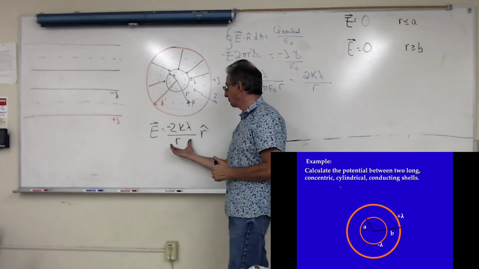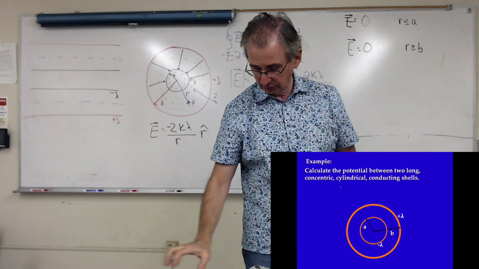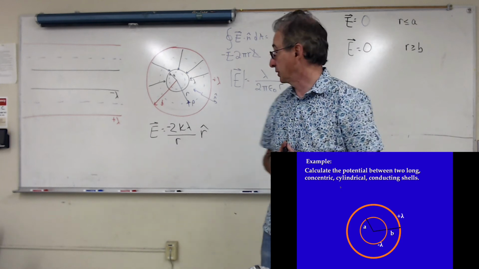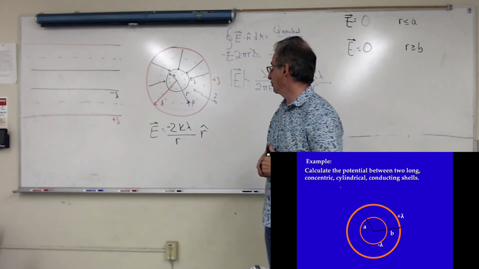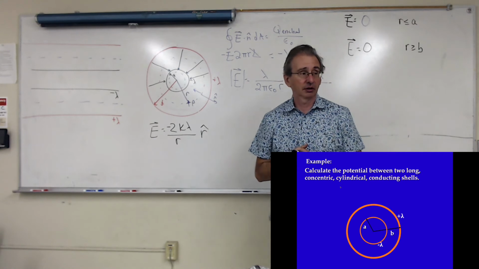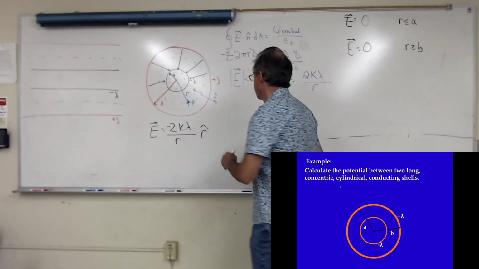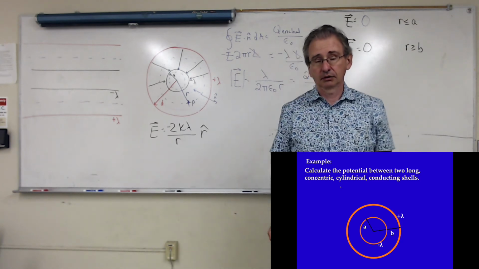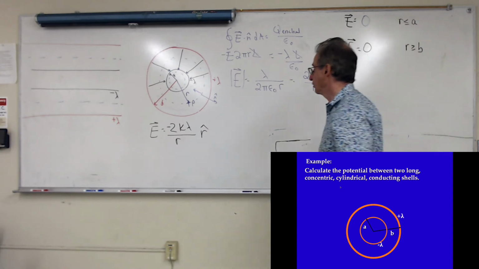Now it's just a matter of integrating this between two points to figure out the potential here. I need to know the potential either here or here in order to do that. If I know the value of this one and this one, then I can figure out lambda. Generally, I know both.